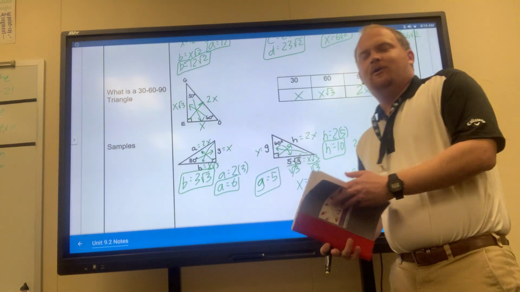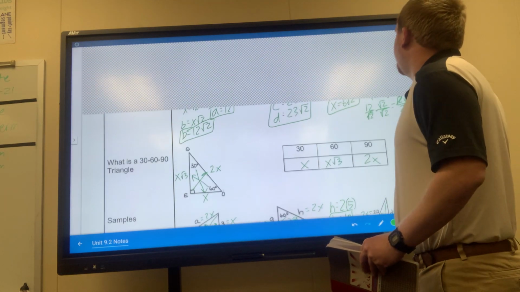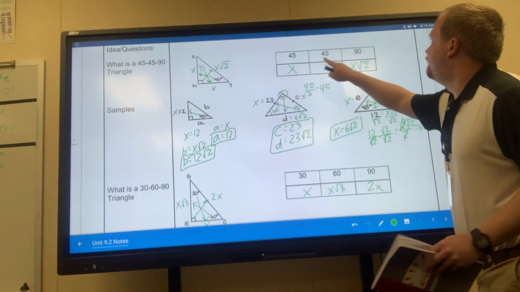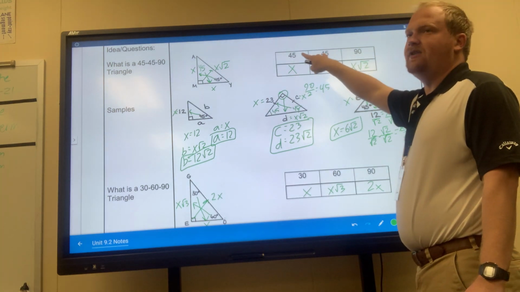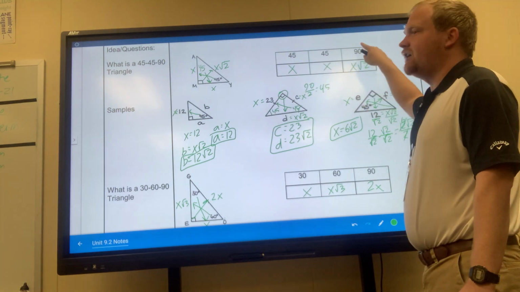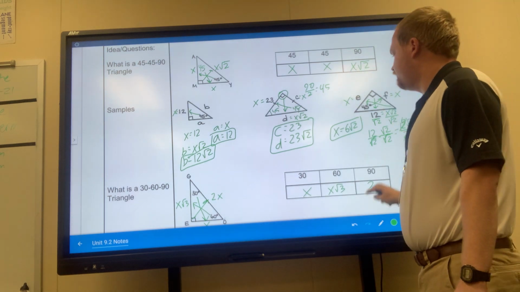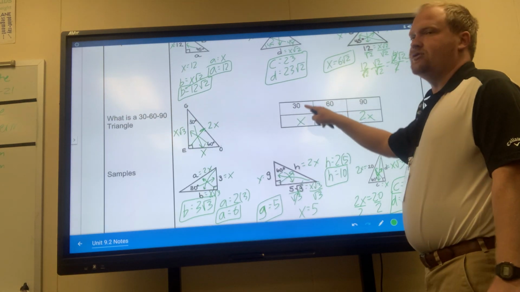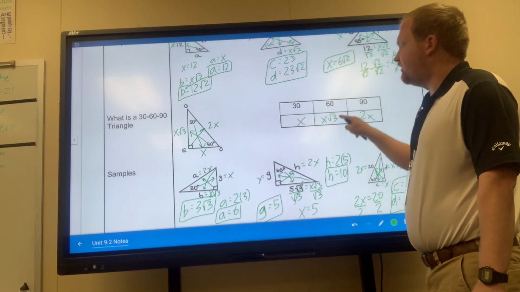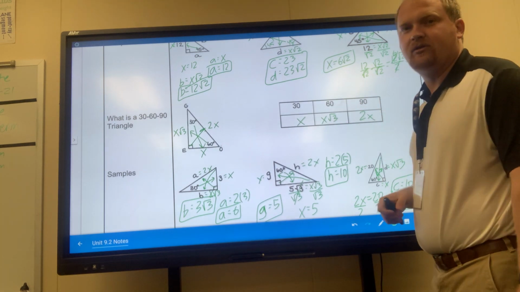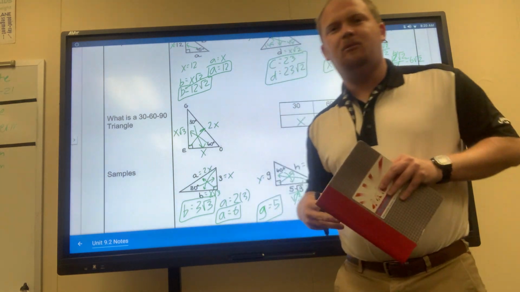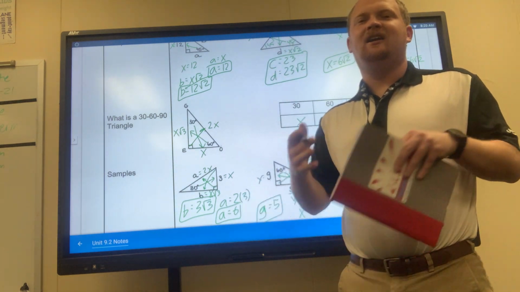So the biggest thing we have to remember is that for the 45, 45, 90-degree triangle, opposite both 45s is x, and opposite 90 degrees is x square root of 2. For the 30, 60, 90 triangle, opposite 30 is x, opposite 60 is x square root of 3, and opposite 90 is 2x. As long as we're able to remember those, we should be able to find the other lengths of the triangle.